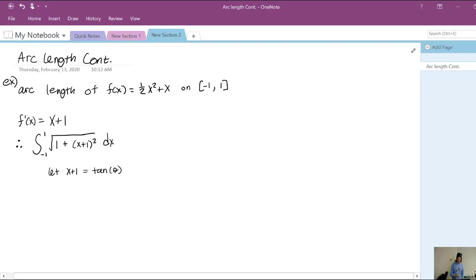Then what's the derivative of x plus 1 equal to? Right, well, dx. And what's the derivative of tangent? Secant squared. That's the derivative of tangent, secant squared, d theta.